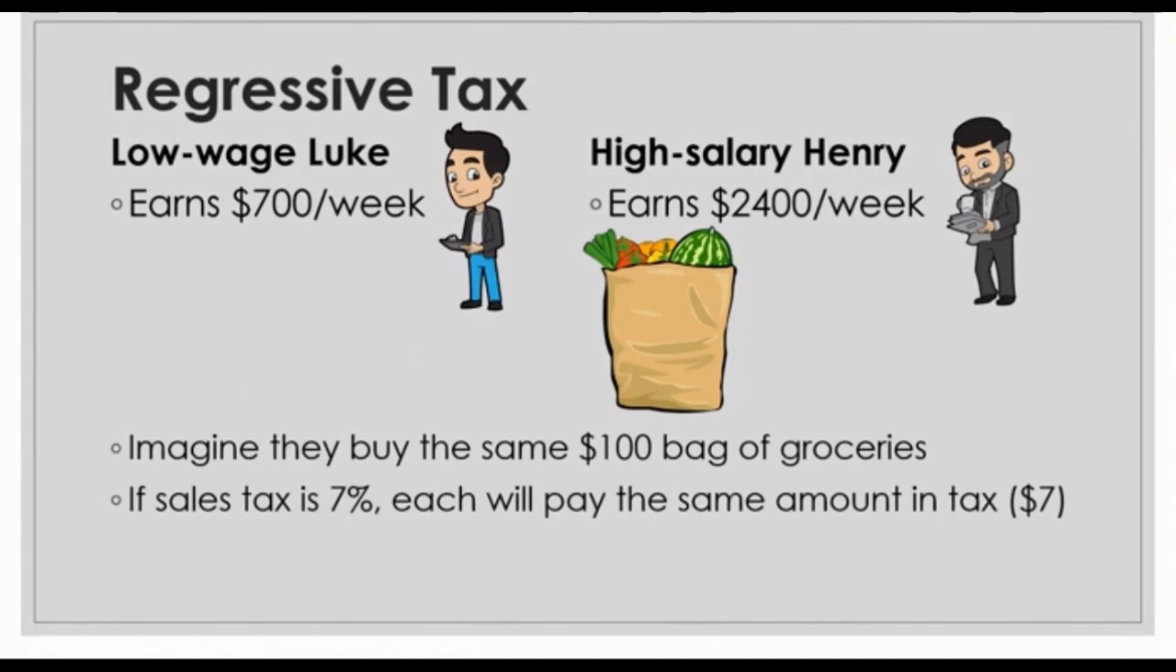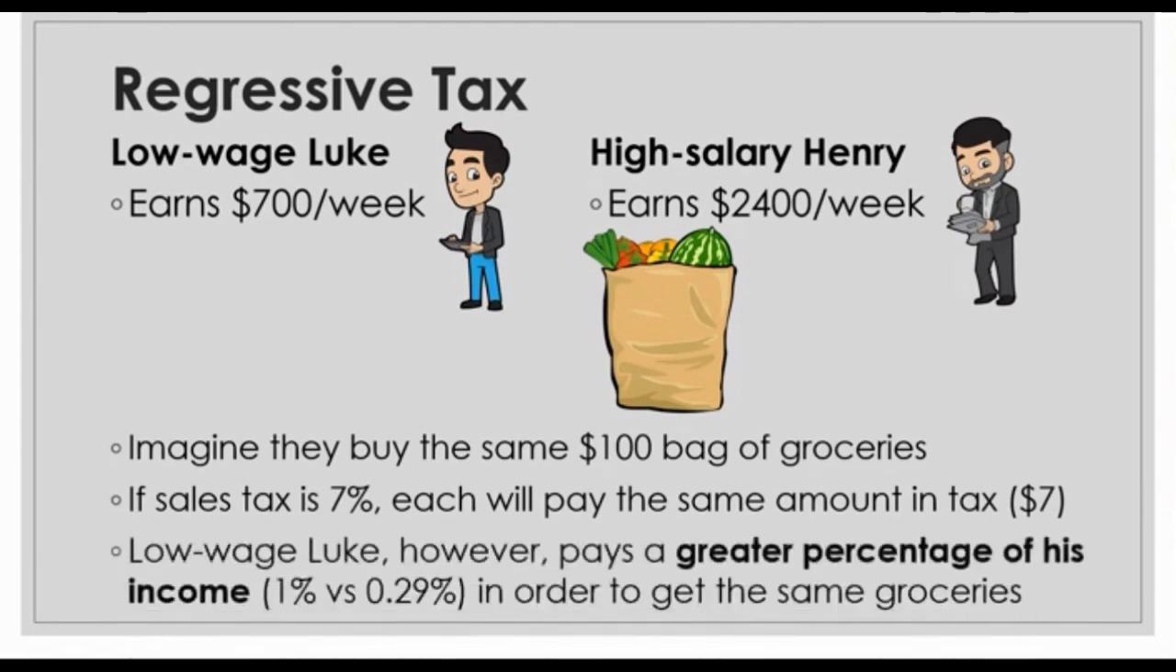For Luke, though, that $7 represents a greater percentage of his income than it does for Henry. For Luke, that $7 is 1% of his income this week, whereas for Henry, it's only 0.29%. So it's less than a third of the impact on Henry as it has on Luke. Even though they're paying the same amount, that $7 is harder for Luke to afford than it is for Henry. Somebody who earns very little has a harder time paying a flat tax, a proportional tax, than somebody who has a high income, because the effect on them is a greater chunk of their disposable income.